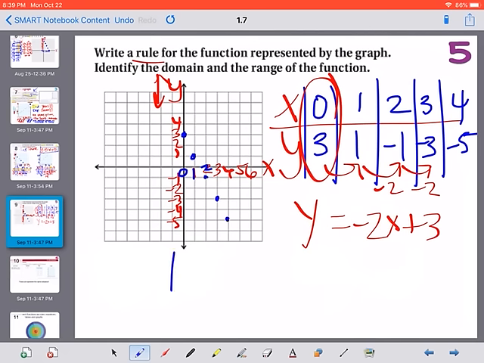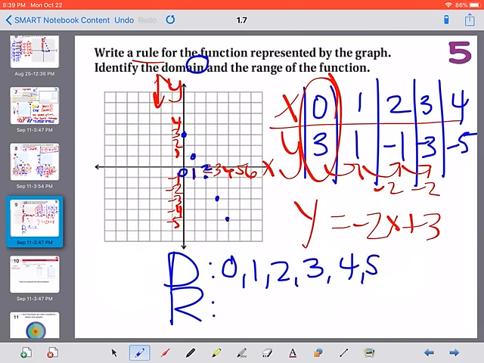So our domain and range, last question here. Domain is what we plug in. We plugged in a 0, a 1, a 2, 3, 4, and 5. In our range, we got out 3, 1, negative 1, negative 3, and negative 5.